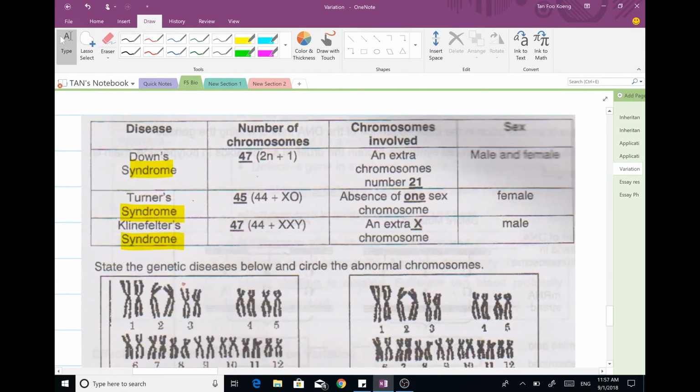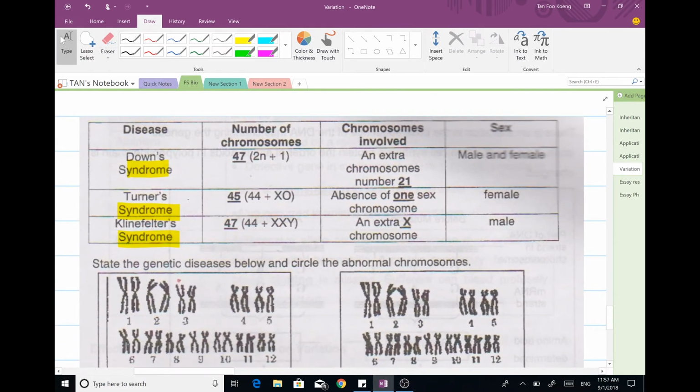In Down syndrome, let's see. This human has an extra chromosome 21. In Turner syndrome, she lacks an X chromosome. Since this human does not have the Y chromosome, this human must be a female.